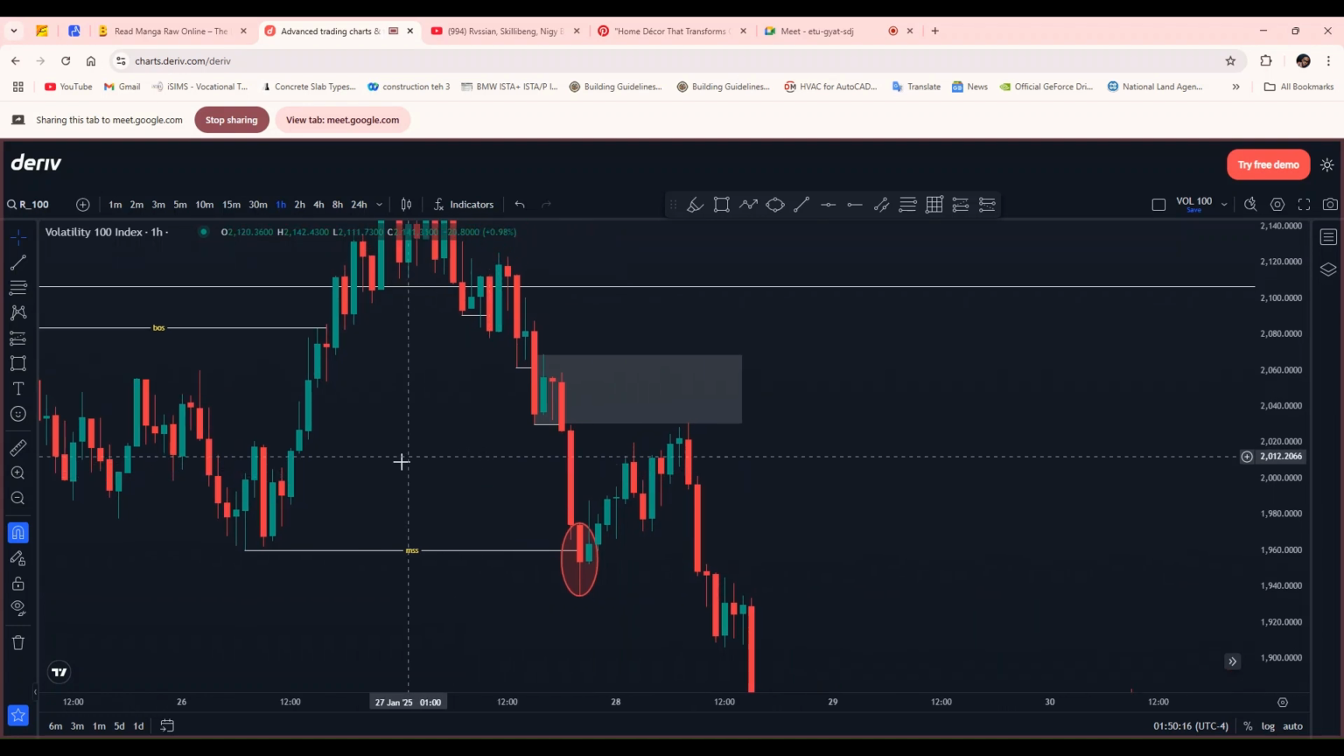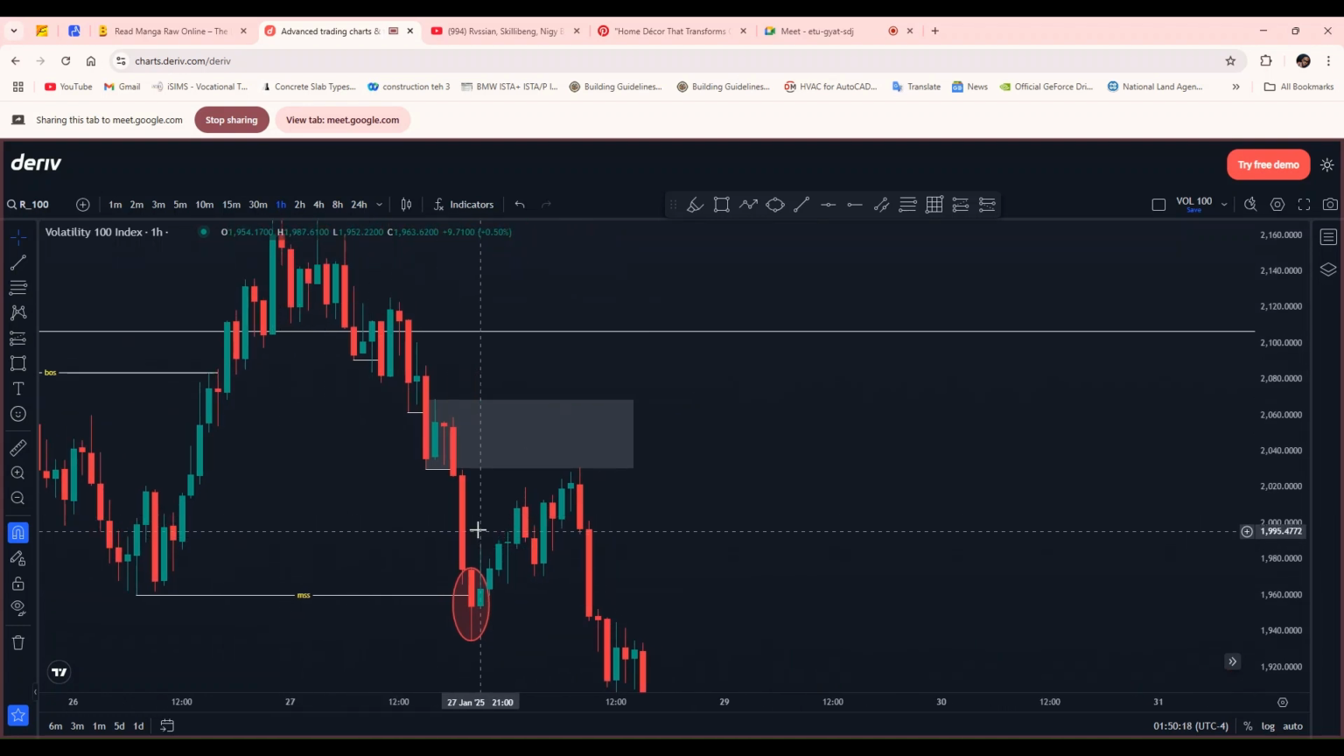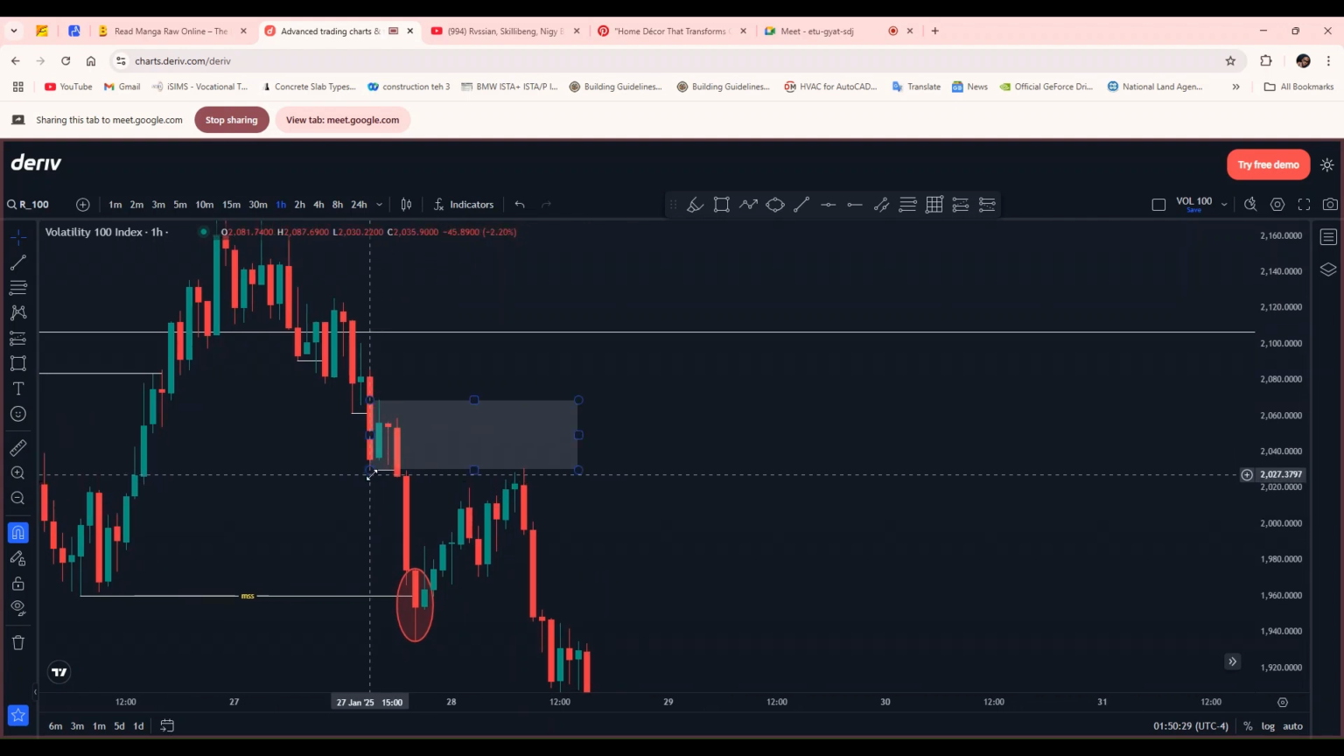Market structure shift. Now the market pulled back to retest the last break-up structure that happened at this specific area. I will mark off the entire area of this green candle. And this green candle would have been an internal uptrend. So basically, I have highlighted the entire uptrend candle as my area of supply.